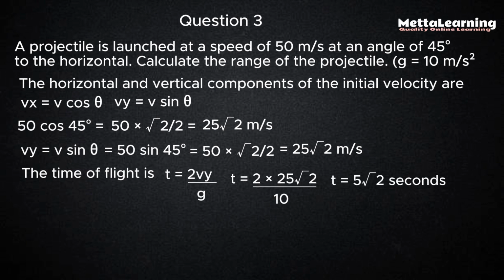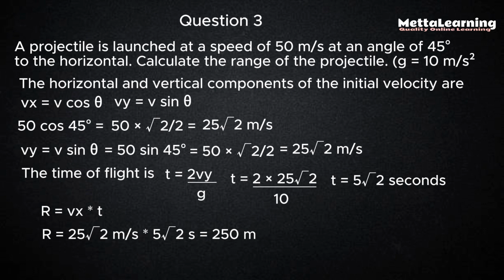Now, that's not all. This will help us to calculate the range. To get our range R, that will be Vx, the initial velocity in the horizontal component, times the time of flight. So range equals Vx times T. That will be 25 root 2 times 5 root 2. That gives us 25 times 5 times 2, so that will give us 250 meters as our range.